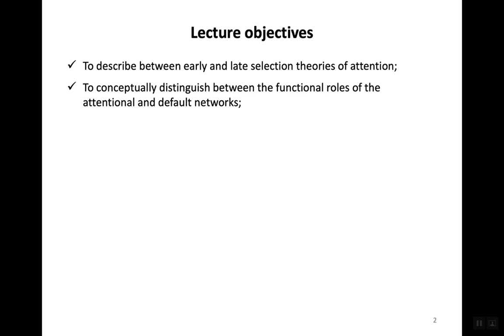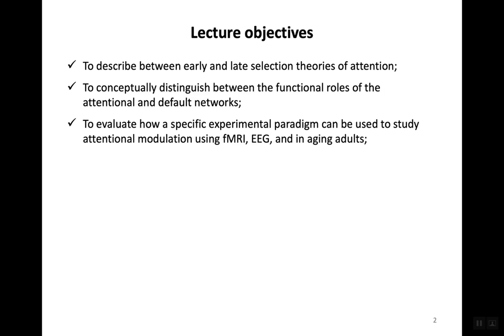We will continue with a discussion of two different types of networks, one called the attentional network and another called the default network, and the relationship between the two of them. We will evaluate how a specific and relatively simple experimental paradigm has been used to study attentional modulation using a number of different neuroimaging techniques, including fMRI and EEG, and also a variety of populations, including neurotypical, healthy adults of younger age and also of older age.